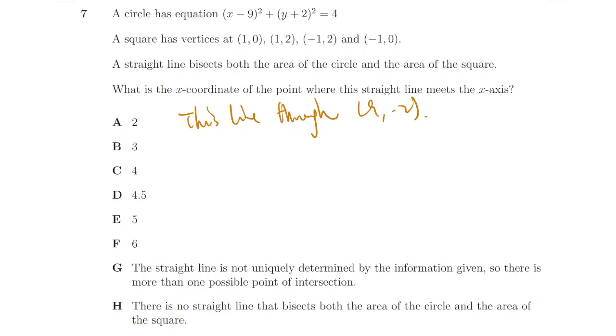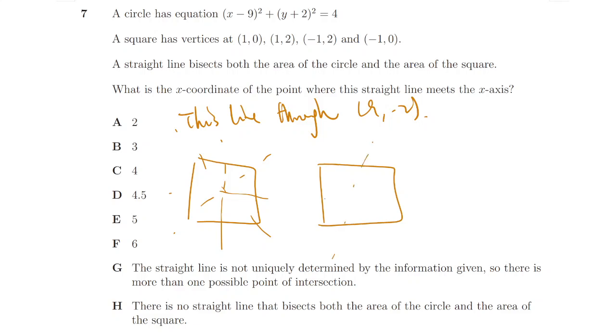What's true about all the lines which bisect the area of the square? You probably realize that it is actually the same. So you might be thinking of these lines, the diagonal lines. But don't forget, you can also do somewhere like this, when you split it into two trapezia. But then it still passes through the center. So it also passes through the center of the square.